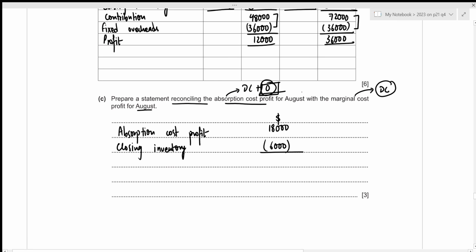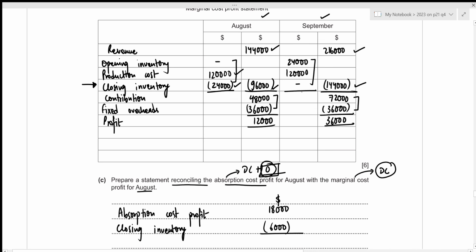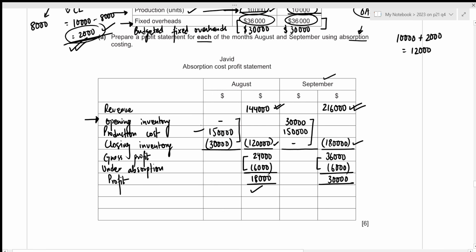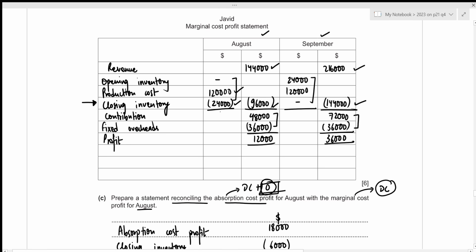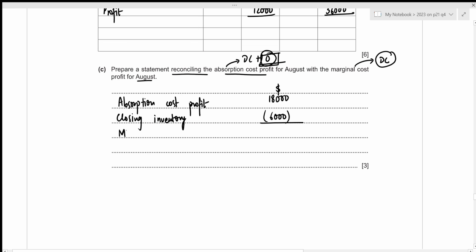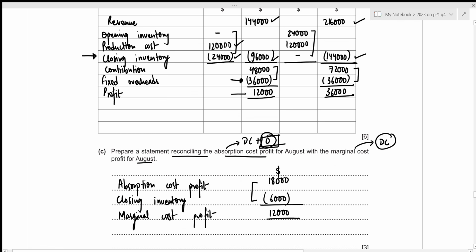And we're only considering closing inventory because remember that within the production cost, previously in case of absorption costing, we had included the overhead as well. And in case of our marginal costing, that overhead is included as part of fixed overheads right here. So that has already been adjusted. The only adjustment to be made will be for closing inventory. Now we get our marginal cost profit. That will be 18,000 minus 6,000, which is also 12,000, which is correct because we calculated the profit to be 12,000 under marginal costing for the month of August. That concludes the third part.